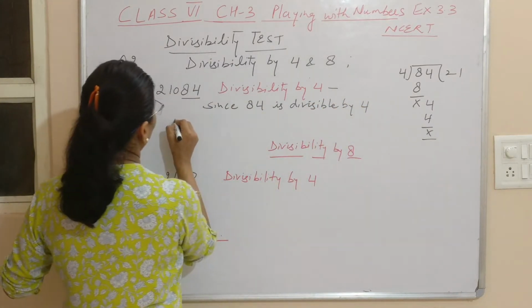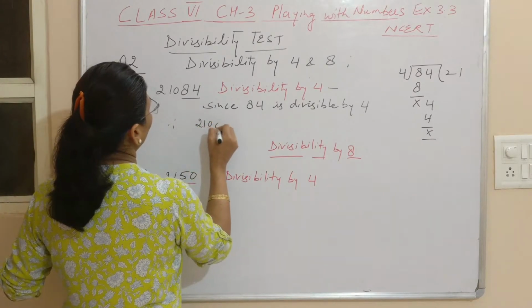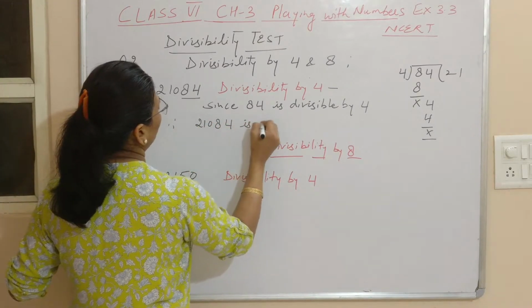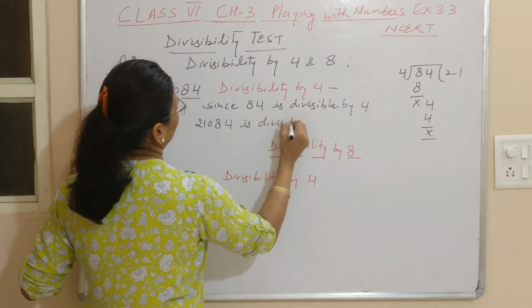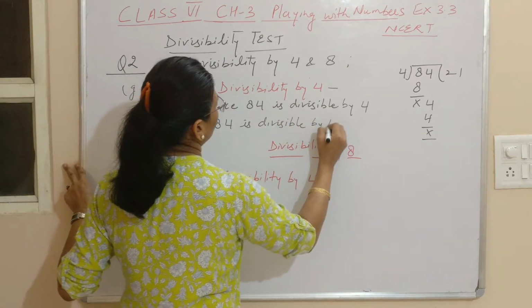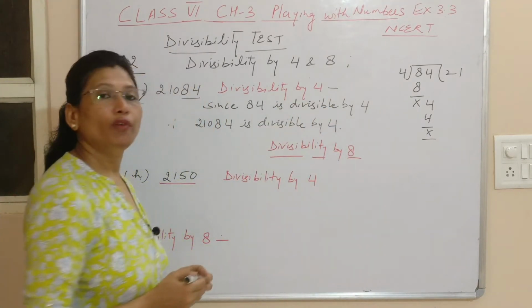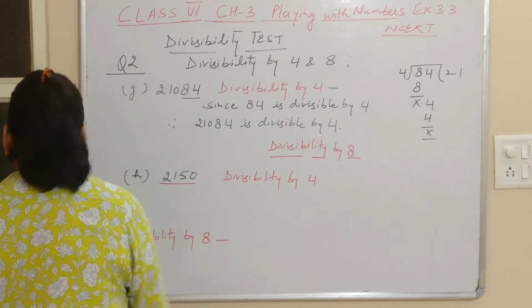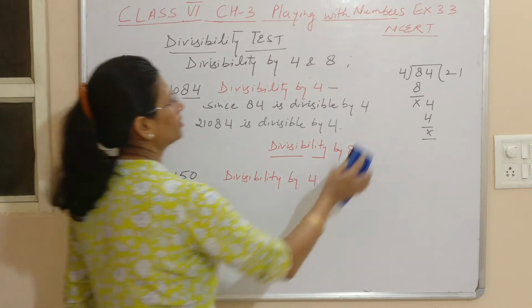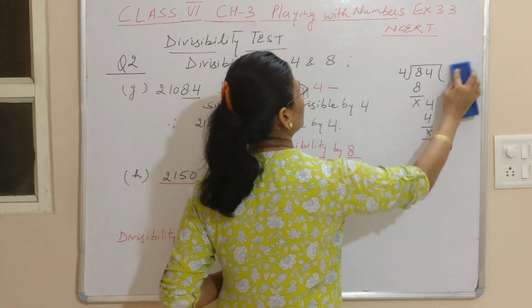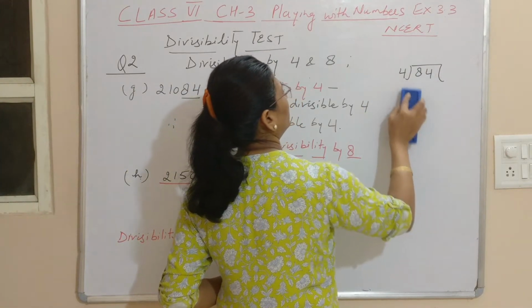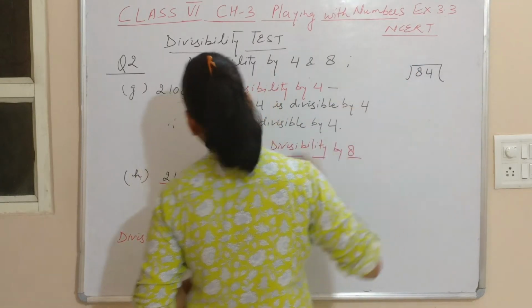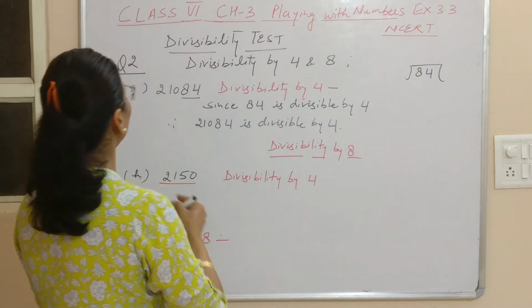Therefore 21084 is divisible by 4. It goes like this. Now moving to the next, the divisibility test by 8. For 8, we'll take the last three places. I'll continue with the same question, same number. Here, just see, in the last three places there is 0.